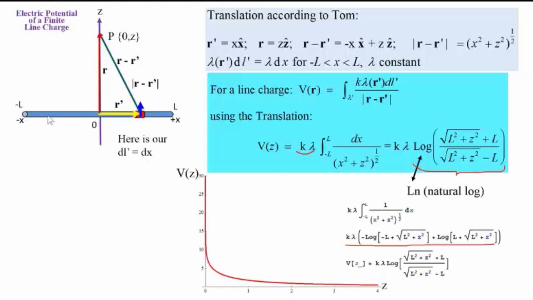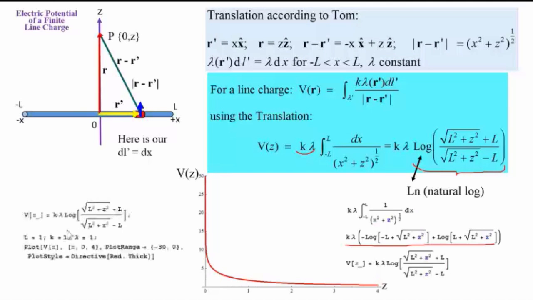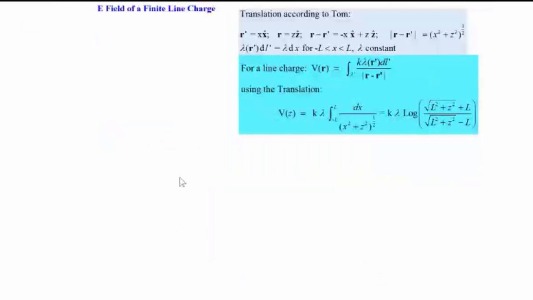So we're looking then at the potential as we go along this axis away from the line charge. Here's the integral obtained by Mathematica and the plot. So this right here is the code to produce this curve here. Well, what's the field? So we go back to our results. Here's our potential, and it's a function of z only.